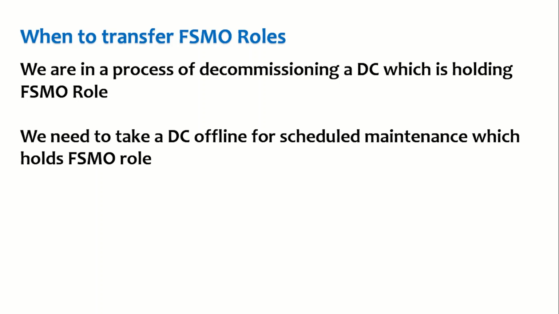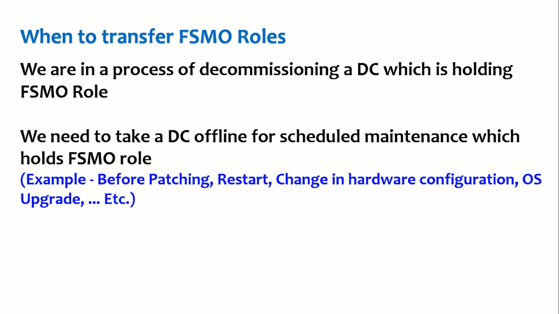The second one can be, let's say we are taking a domain controller offline for some scheduled maintenance. If that particular domain controller is holding an FSMO role, it is always recommended to transfer the role to some other domain controller and take that domain controller offline. For example, before a patching activity, or when we are restarting a domain controller, or making some hardware configuration changes, or an OS upgrade, it is always recommended to transfer the role and then perform any maintenance activity or task on the domain controller.